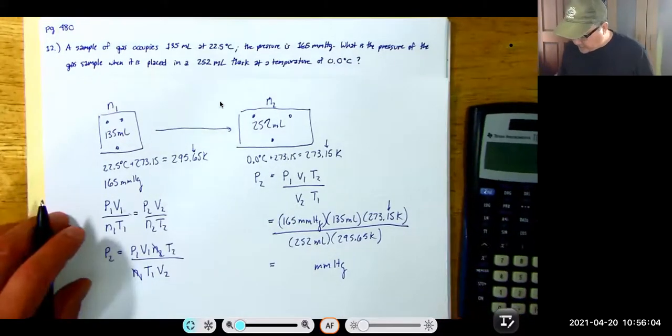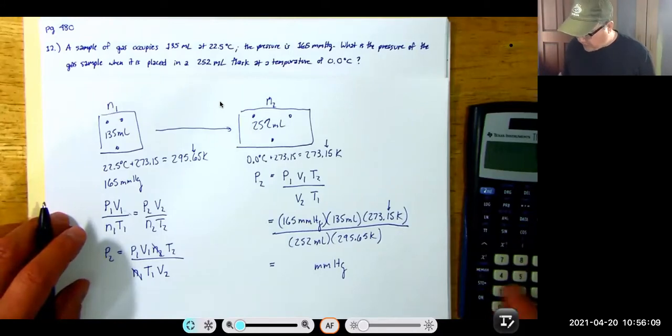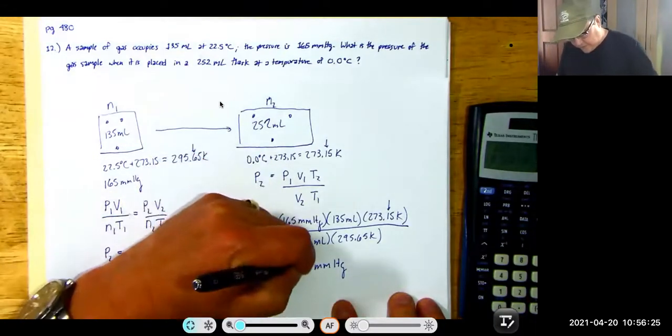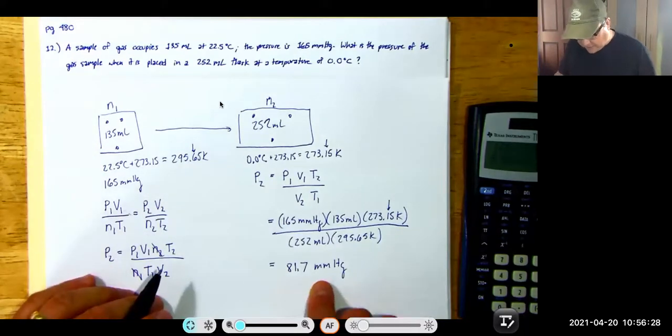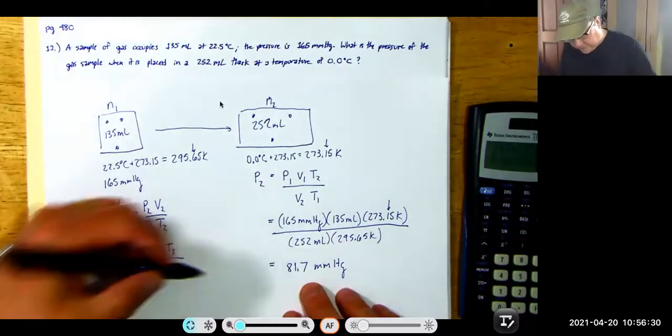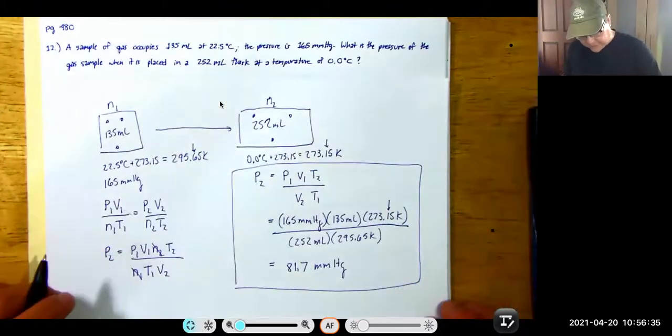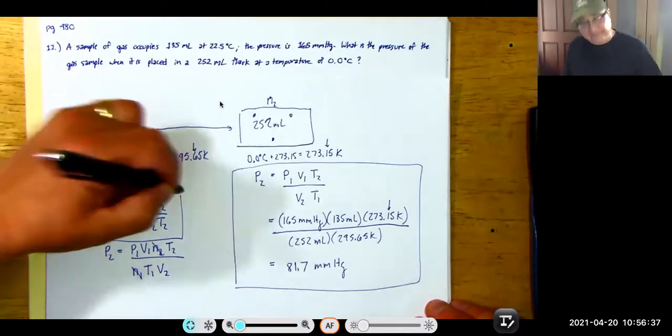So let's plug the numbers into our calculator. 165 times 135 times 273.15 divided by 252 divided by 295.65. And so I get 81.66. So 81.7. So I thought this would be around 75. I underestimated what the answer should have been. But this is the kind of work I would expect to see for this answer.